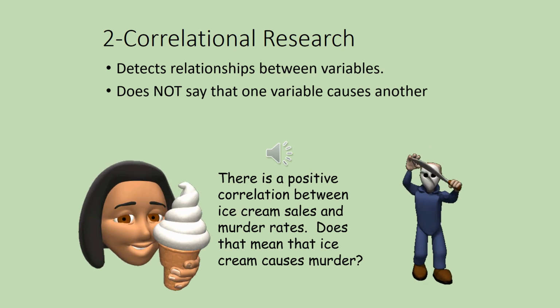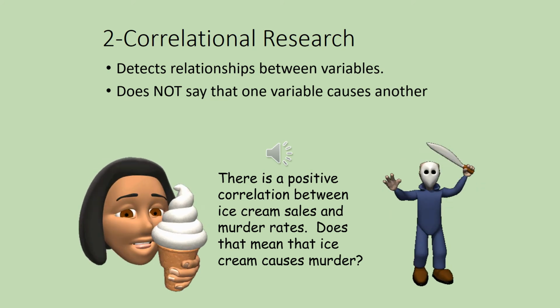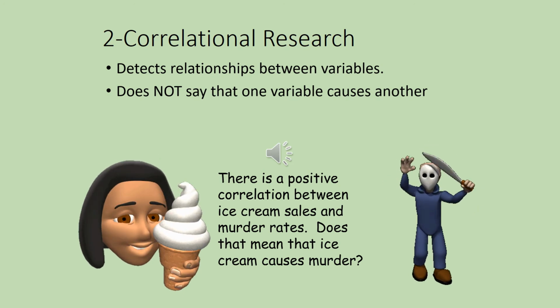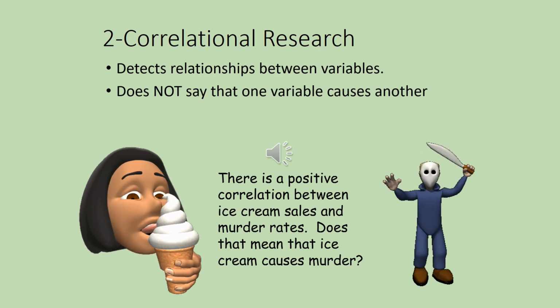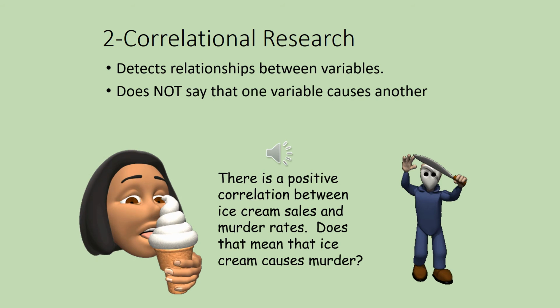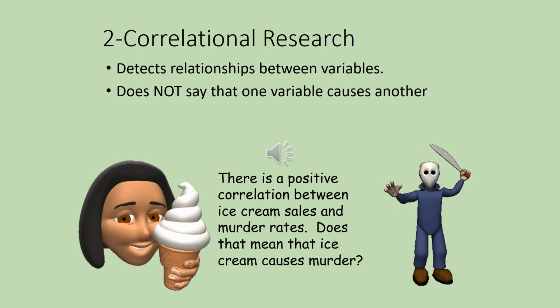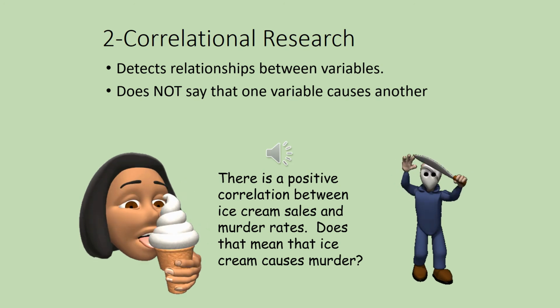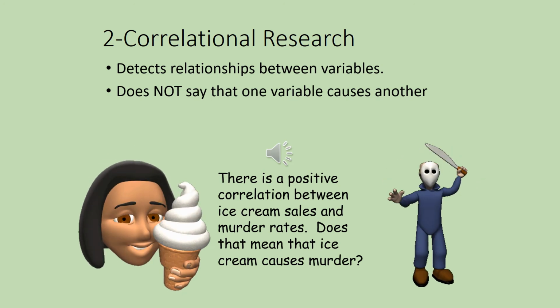The second type of research method is called correlational research. A lot of times, correlational research builds from a survey. Here you're just looking for a relationship between two variables. You're not trying to explain why or what caused the other. A couple examples that they use in the book.